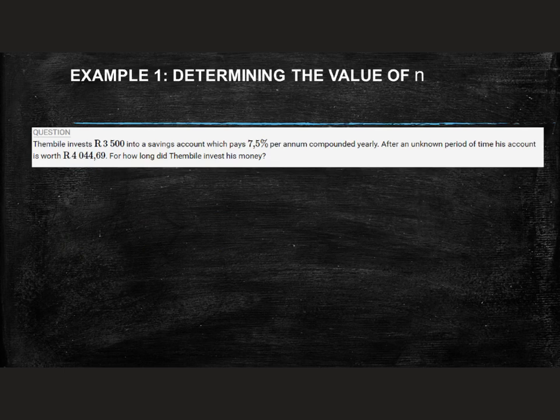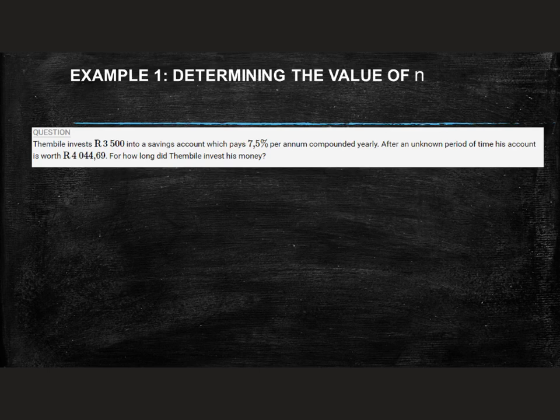Example 1, determining the value of n. Question: Tembile invests 3,500 into a savings account which pays 7.5% per annum compounded yearly. After an unknown period of time, his account is worth 4,044 Rand and 69 cents. How long did he invest?